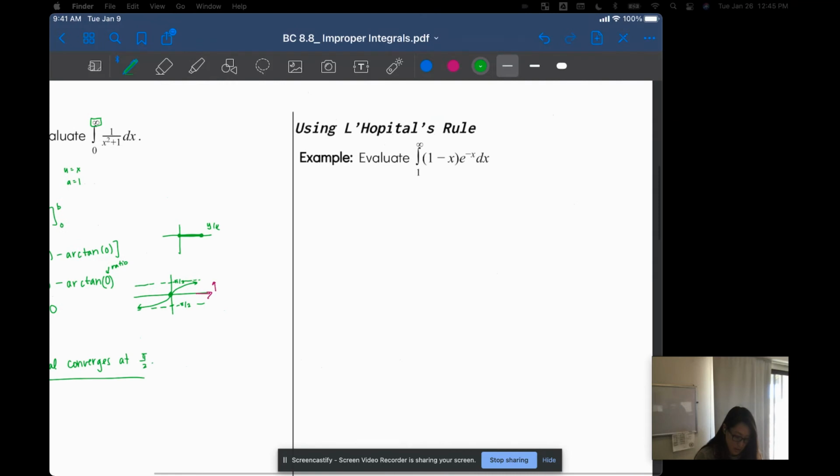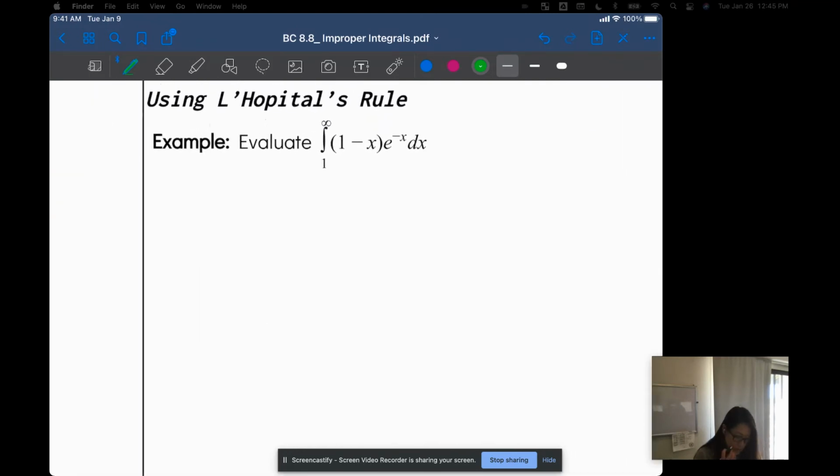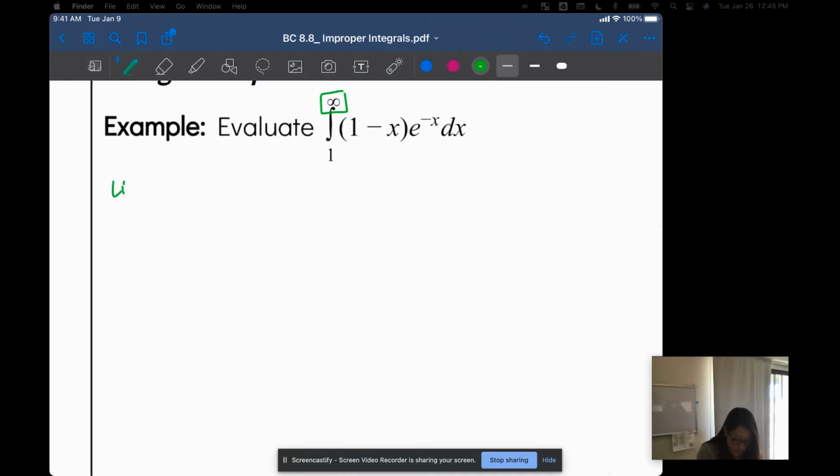All right. Okay, here's a fun one. We're going to use L'Hopital. So upper bound is infinity. So I'm going to start with the limit as b approaches infinity of the integral from 1 to b of 1 minus x times e to the negative x dx. Okay, I'm going to try and make a u substitution, but I see that if I make 1 minus x u, the derivative of that is -1, and it's not going to cancel out e to the x, and then the derivative of e to the x is just e to the x, so it's not going to cancel anything else out as well.